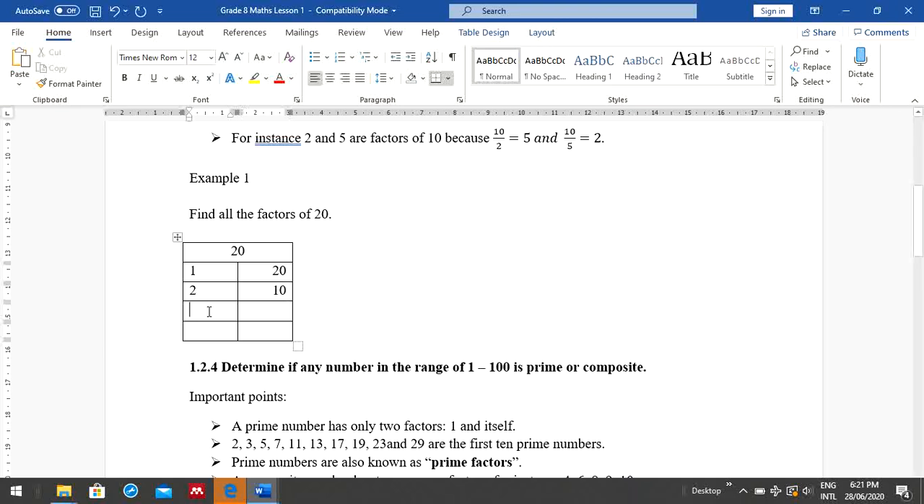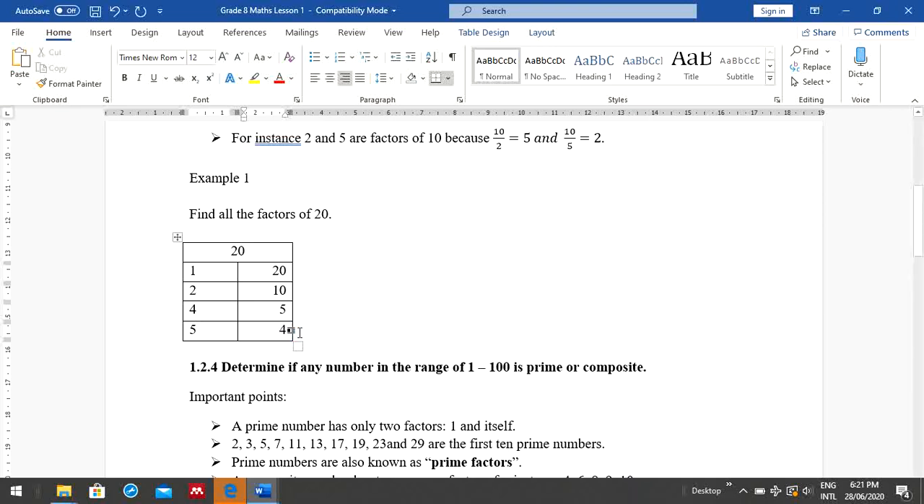Can 3 go into 20? Nope, it cannot go in. It will go in, but it will leave a decimal remainder. So we move on to 4. 4 goes into 20 how many times? 5 times. All right, and then 5 goes into 20 how many times? 4 times. So this is now repeating itself.